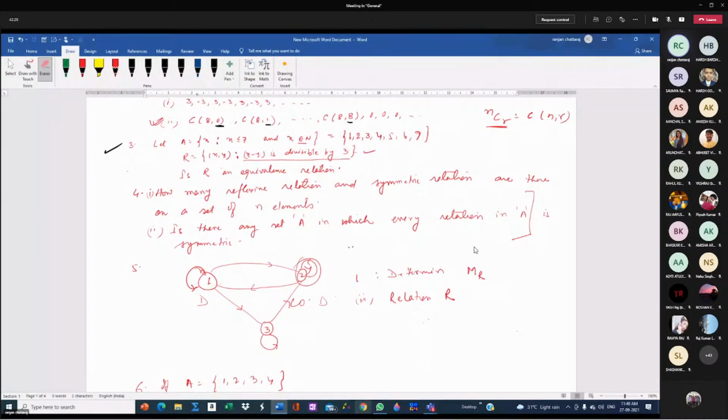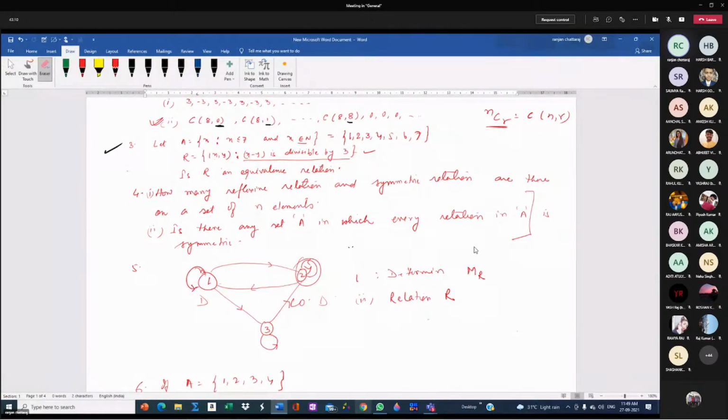Because what is a relation? Relation is ultimately from R to R, that means a subset of Cartesian product. Ultimately, it is a set. So relation is a subset of the Cartesian product. So obviously, null set is also a relation. We can define that one. So is there any set A? Yes, there exists a singleton set and the null set, which is always symmetric.